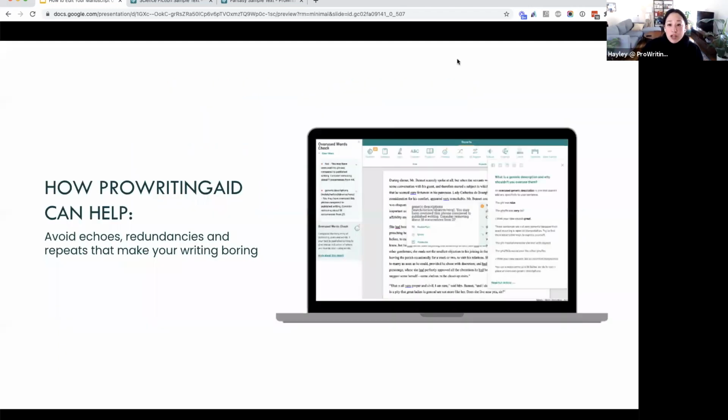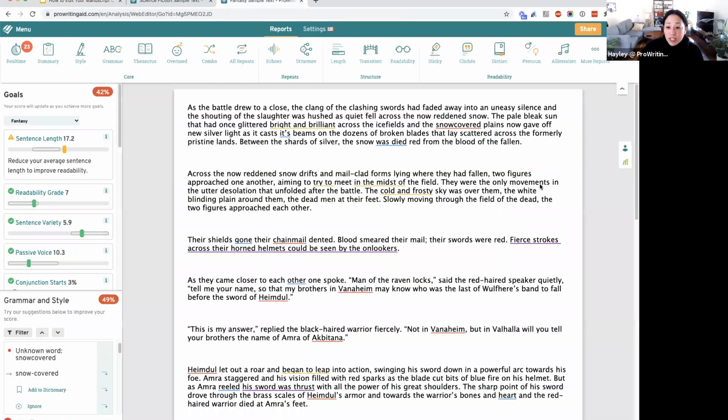So let's first talk about echoes, redundancies, and repeats, because again, this is something that I am very, very guilty of. So when you are writing, you want to make sure that every word counts. And that means that we have to eliminate places where we have said the same thing over and over again. There's a couple ways that we can do it.